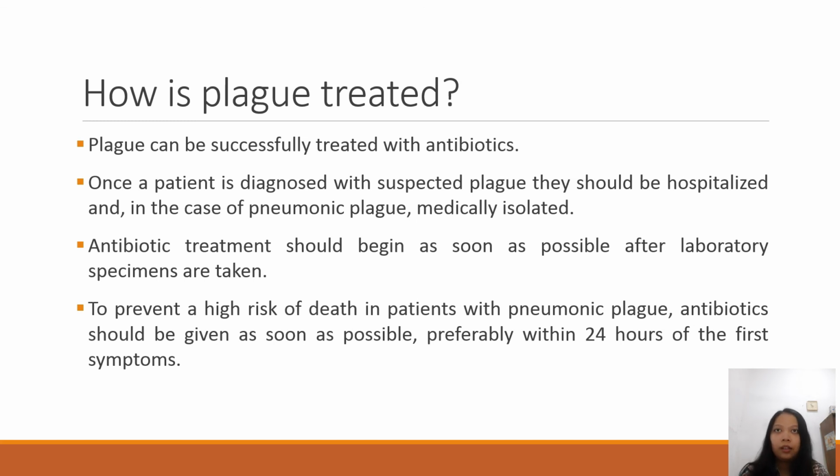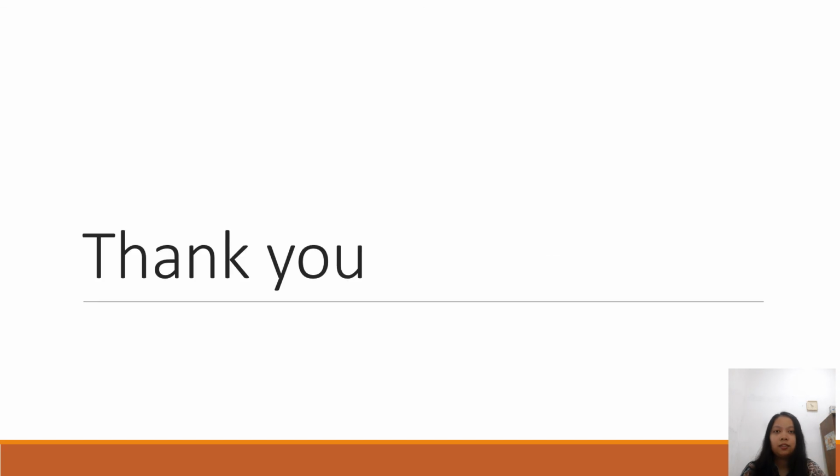To treat plague, it can be successfully treated with antibiotics. Once a patient is diagnosed with suspected plague, they should be hospitalized, and in the case of pneumonic plague, they should be medically isolated. Antibiotic treatment should begin as soon as possible after laboratory specimens are taken. To prevent a high risk of death in patients with pneumonic plague, antibiotics should be given as soon as possible, preferably within 24 hours of the first symptoms.